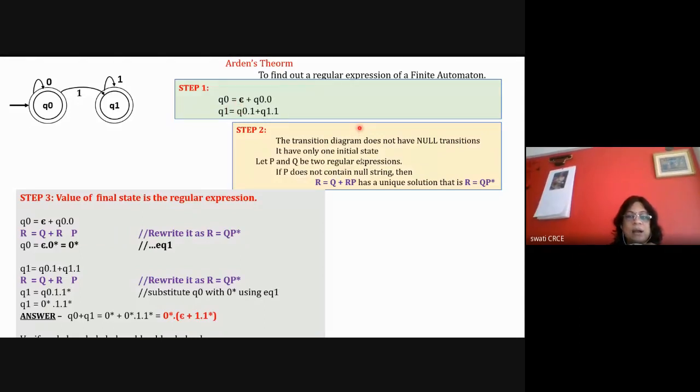Step 2 is about Arden's theorem. What is Arden's theorem? R equals Q plus RP can be replaced with R equals QP star. And the diagram should not have any null transition. It should have only a single initial state. So everything is fine. I can apply Arden's theorem.